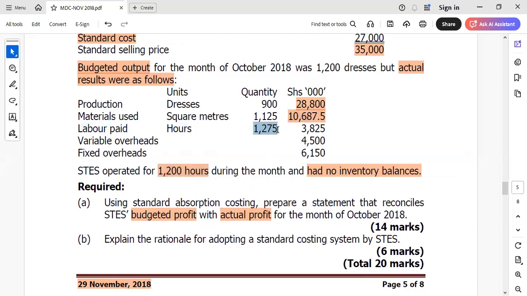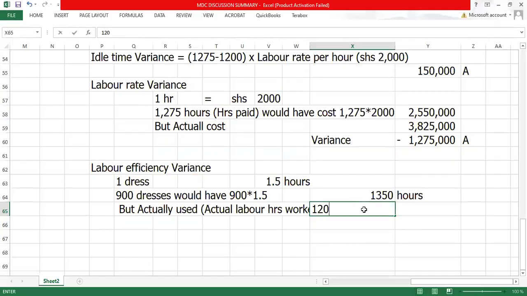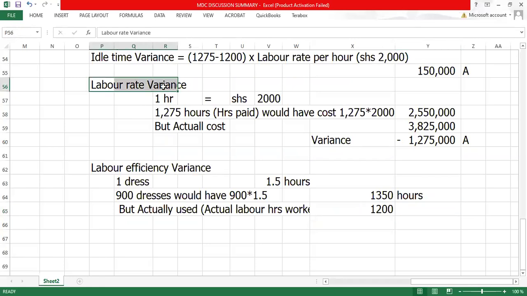These ones were paid. These are labor hours paid, but labor hours worked are these ones, 1,200. Note the difference: when you are dealing with efficiency, you look at labor hours worked, but when you are looking at labor rate, you look at labor hours paid. Sometimes labor hours worked is the same as labor hours paid, so there is no idle time.